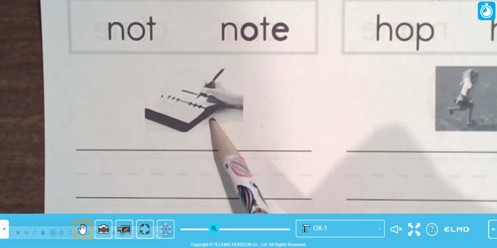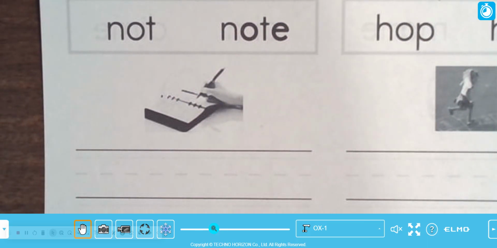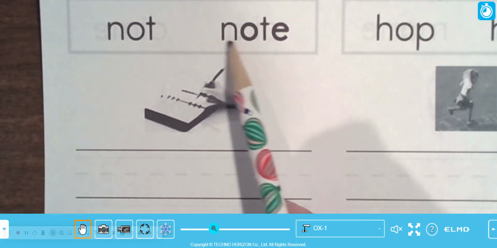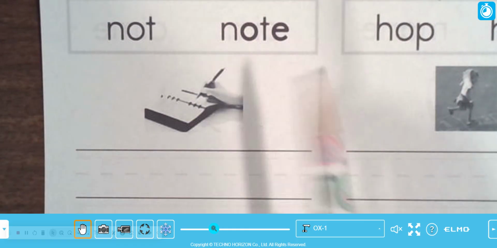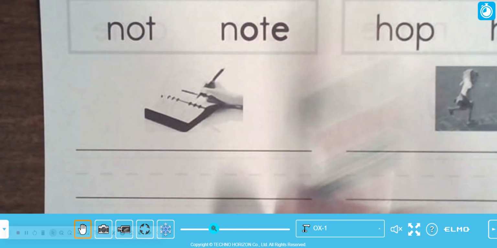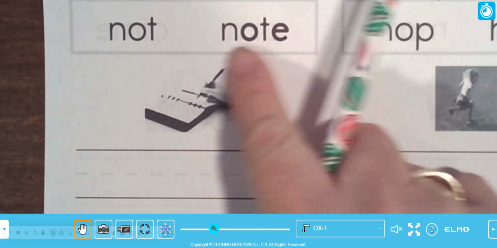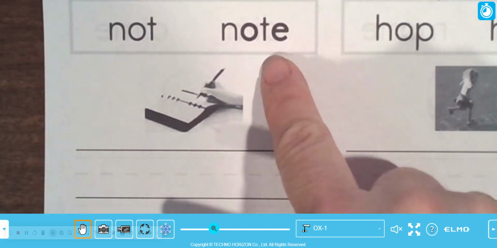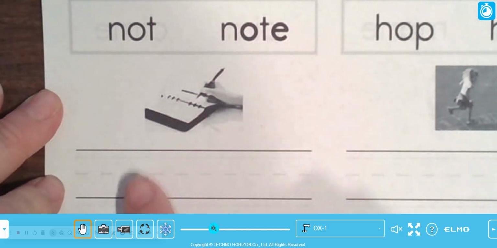Okay. See that picture? What is this word? Can you read it? Yep, it's the word not. And what is this word? See if you can read it. It's the word note. Almost like not, but that silent E changes that from an ah to an O sound. Note. So which one goes with this picture? Not or note? Yep, note, right? So let's write down note.